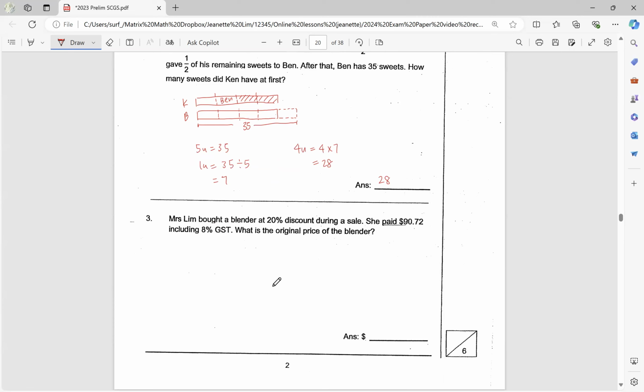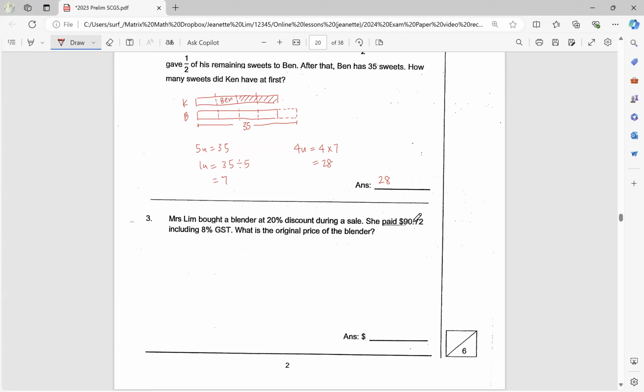Mrs. Lim bought a blender at 20% discount during a sale. She paid $90.72, including 8% GST. So what is the original price of the blender? Okay, so here we have percentage discount as well as percentage GST. Treat them as 2 different types of percentage. The amount that was given is the final amount, which is after GST. So we should remove GST first before we remove the percentage discount in order to find the original price.